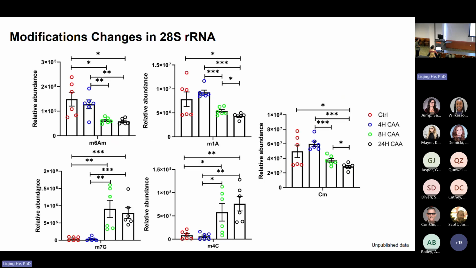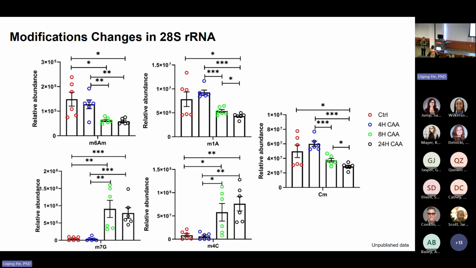And in 28S RNA, we also found 5 modifications significantly changed. These 3, M6AM and also CM, are significantly decreased. We also found M7G and M4C increased. We get similar results as in 18S RNA. Now we know the 18S and 28S RNA have modification changes when treated with CIEHS.